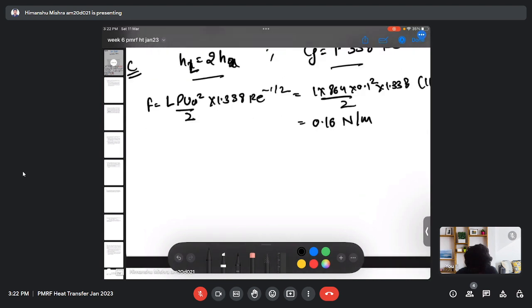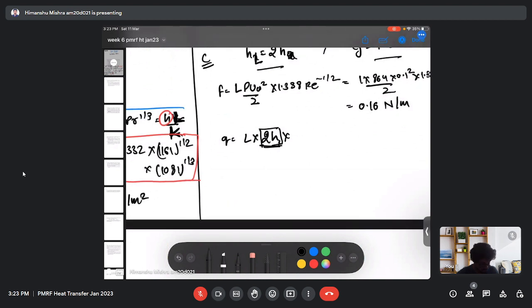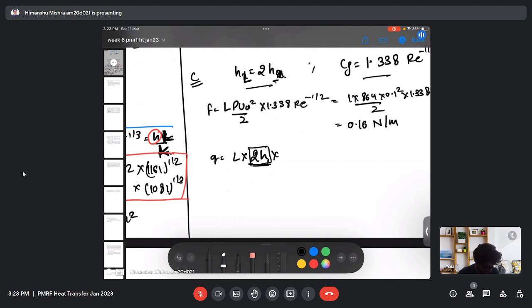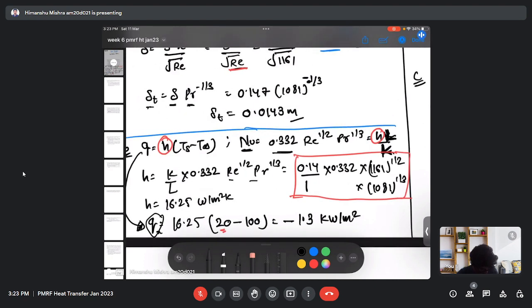And for the heat transfer, because this is my average or the total heat transfer, I mean, this is my global heat transfer coefficient, which is twice my local heat transfer coefficient for the laminar flat plate case. My local heat transfer coefficient is 16.25.